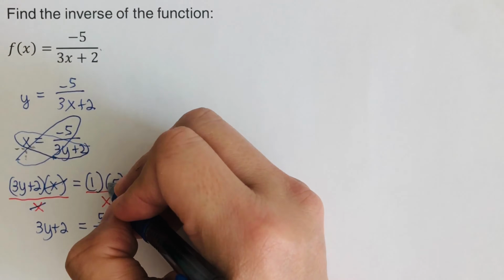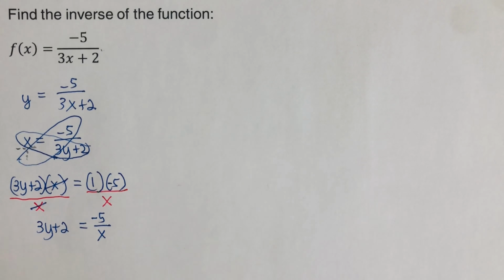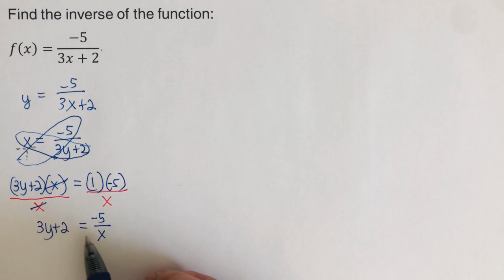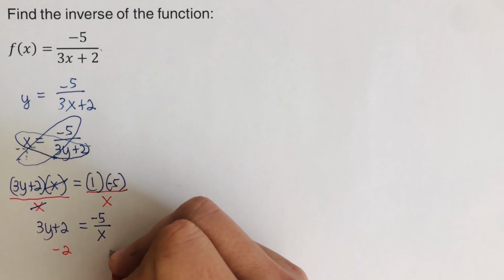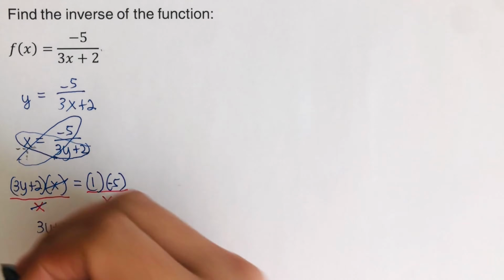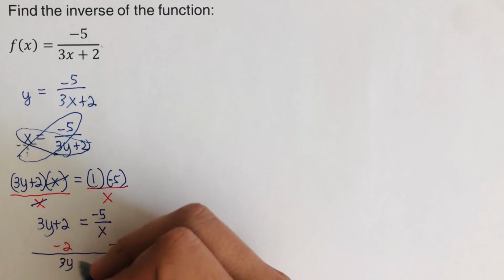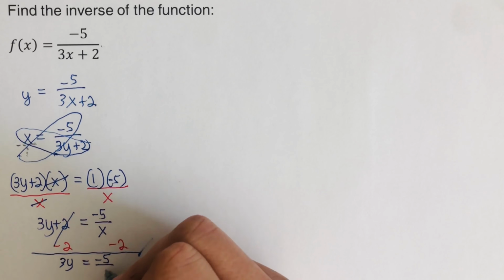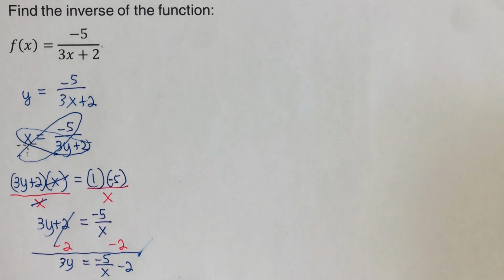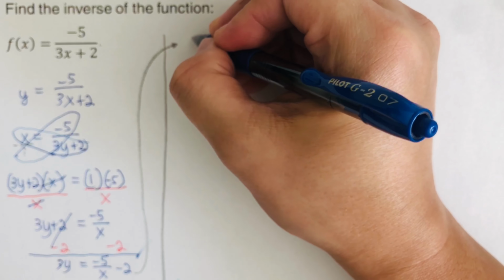By the way, this is a negative 5. So that's a negative 5 over x. So then from here, we can go ahead and isolate y by itself by subtracting 2 from both sides, minus 2 and minus 2. So then we are left with 3y equals, because we can cross that out, 3y equals negative 5 over x minus 2. So then from here, we can go ahead and have y by itself. I'm just going to rewrite it.